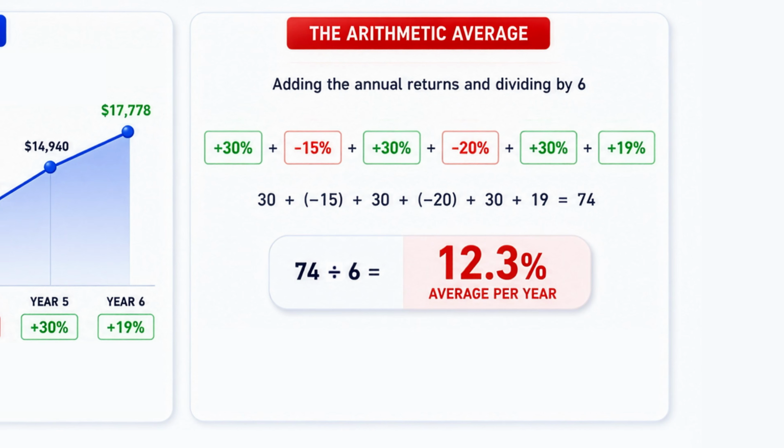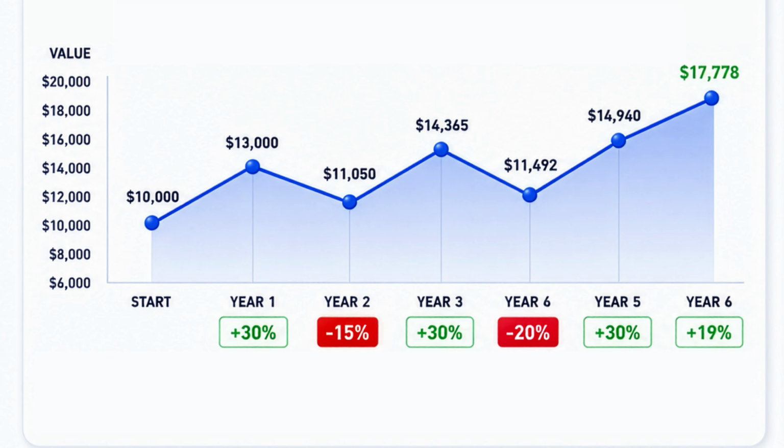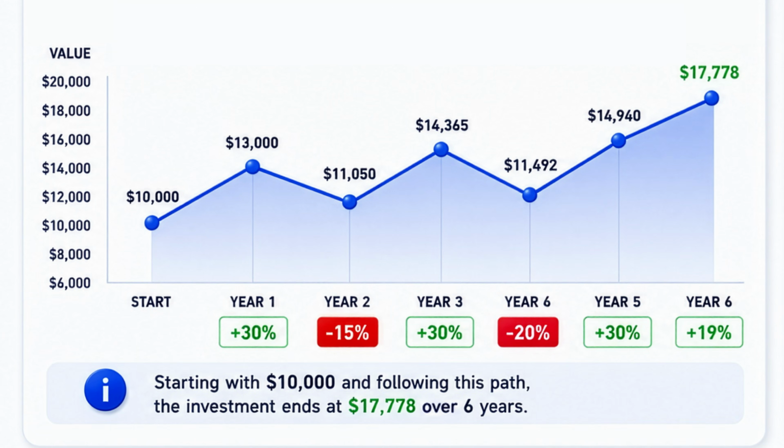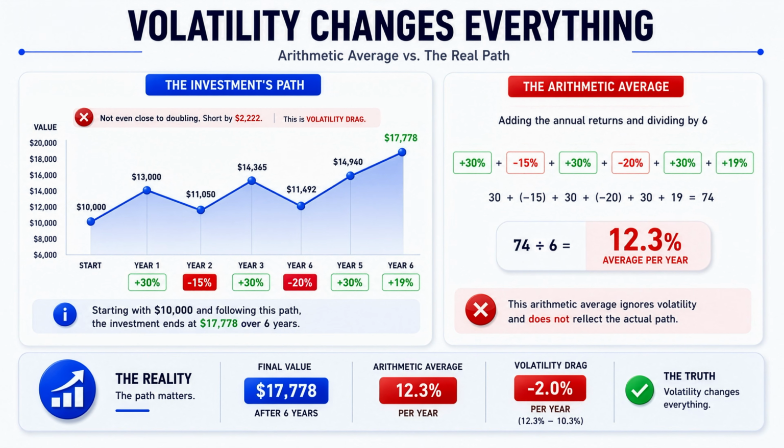Not even close. Starting with $10,000 and going through that sequence of gains and losses, you would actually end up with $17,778. That's over $2,200 short of doubling. What happened? This is called volatility drag. And it wouldn't matter in what order those yearly returns occurred. Volatility is just part of investing. Historically, the market moves up or down by 15% or more in roughly half of all of the years. In fact, since 1980, that has happened in nearly 60% of all the years.